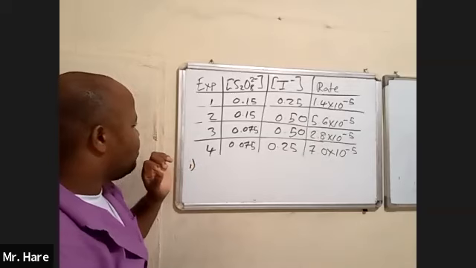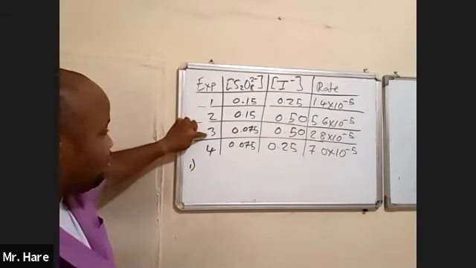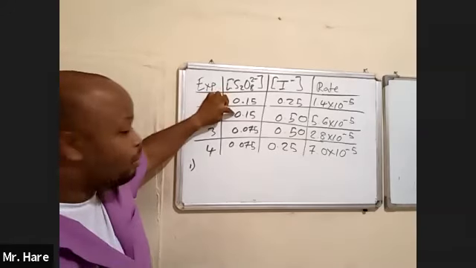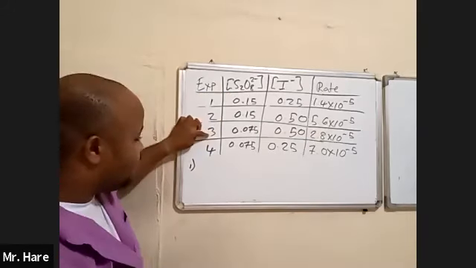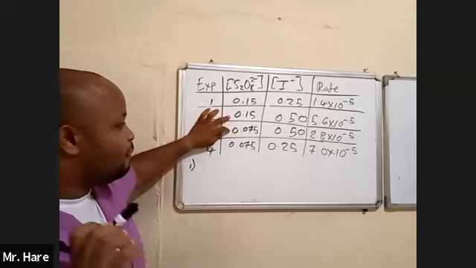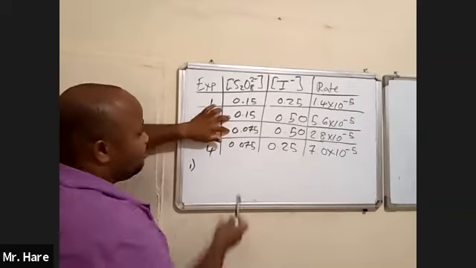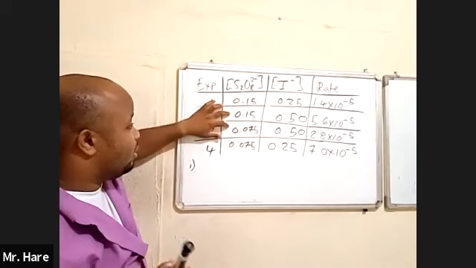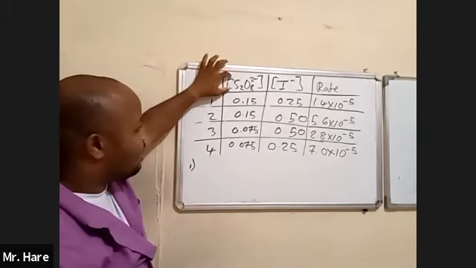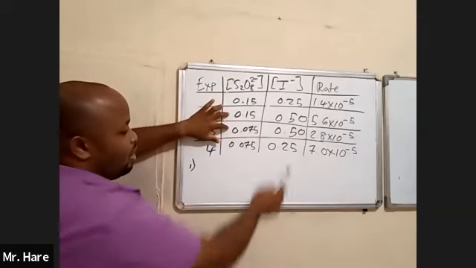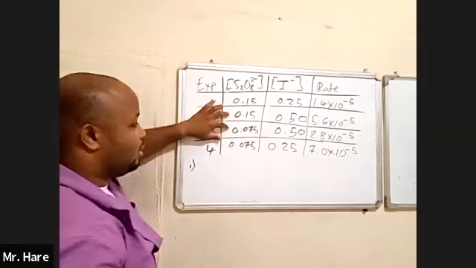And the person used experiments 2 and 3, because if you look at experiment 2, the concentration was 0.5, and for experiment 3, it was 0.075. Also, which is very important, for experiments 2 and 3, this was kept constant. So that is how you choose your experiment. You want to know how this affects the rate, you change the concentration, but the other one must be kept constant.